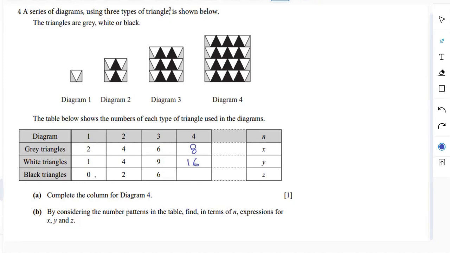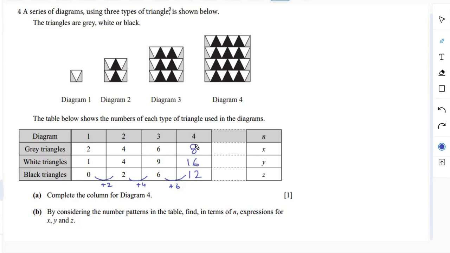Okay, very good. So basically the difference is 2 here, and then the difference is 4. So the next difference we can hope is going to be 6 here. So that gives us 12. Acha, after that it says: by considering the number patterns in the table, find in terms of n the expressions for x, y, and z. The nth term for the gray triangle, for the white triangle, for the black triangle. How do you find the nth terms for these?